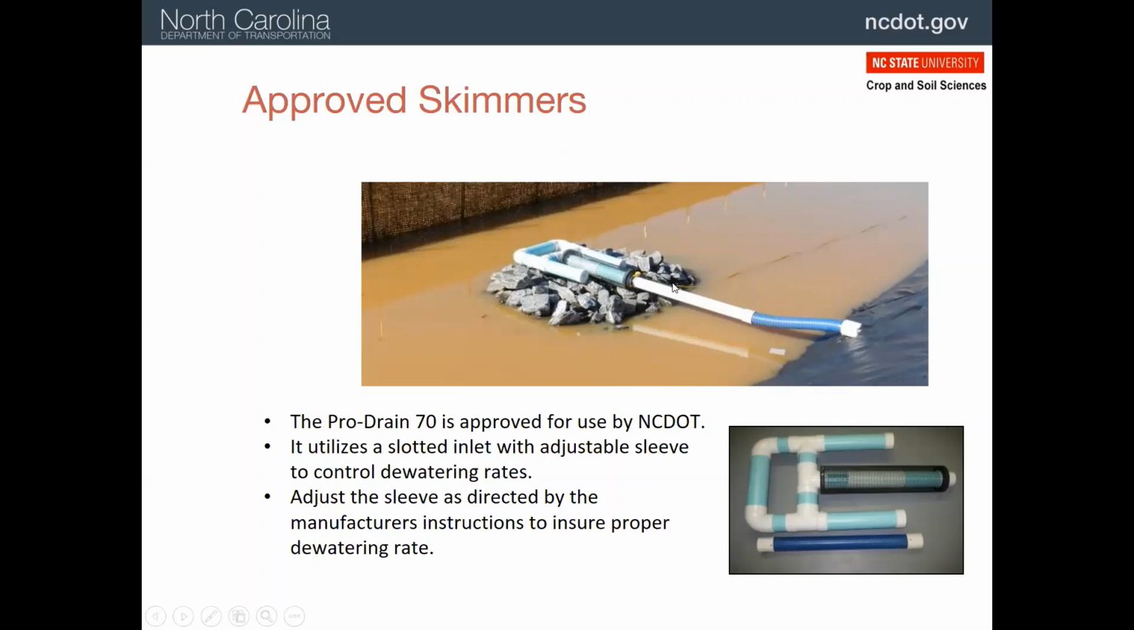Notice also there's a rope. All the skimmers should have a rope on them so that you can pull them over and maintain them. They may get clogged from trash or debris.